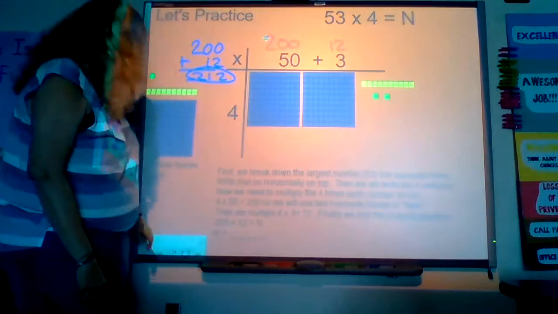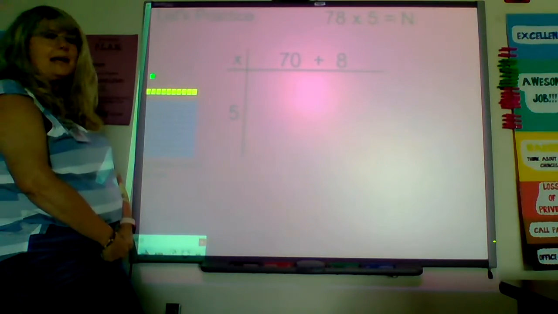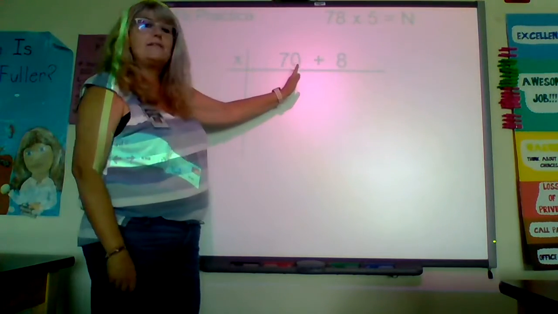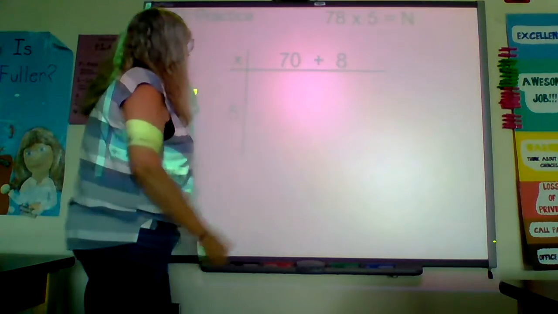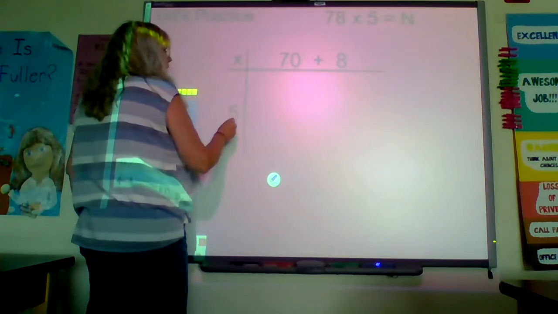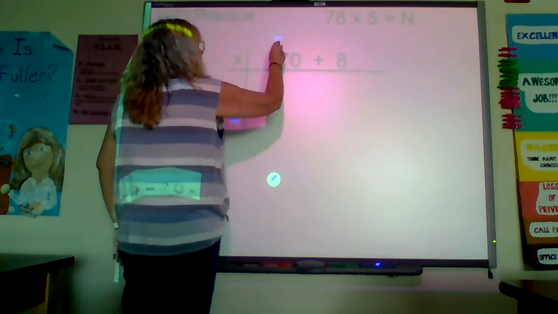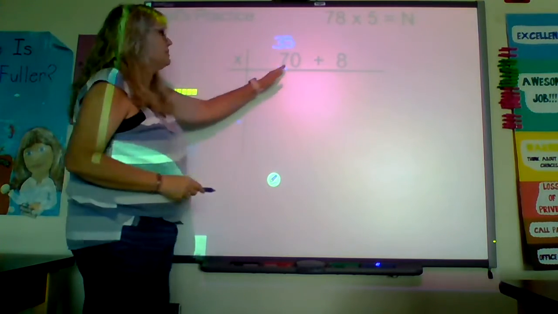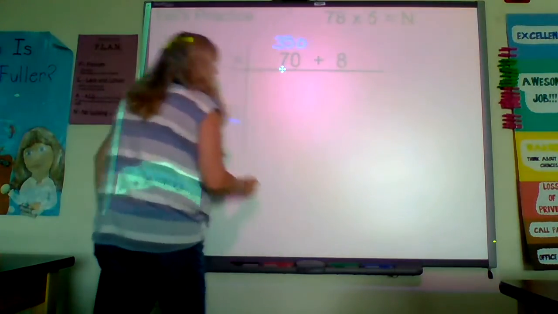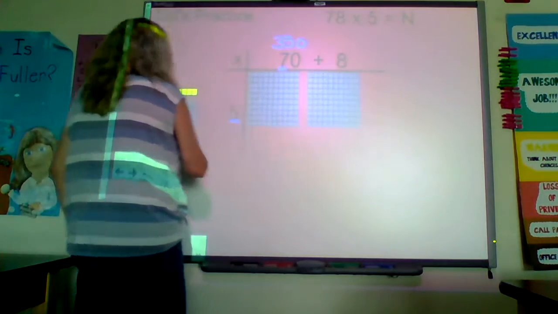Okay, let's do another one. Okay, I've got 70 plus 8. The algorithm was 78 times 5, so we broke 78 down to 70 plus 8, and then we put 5 over to the side. From the other day, I know that if I multiply the single factors, 7 times 5 is 35. But I know I'm not multiplying by 7, it's 70, so I'm going to bring my 0 over. So I'm going to bring over 3 flats to represent 300.